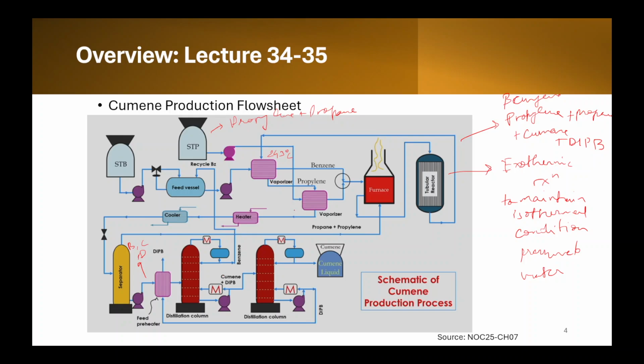So you get around 98.1% benzene from here, and the rest is then sent to the cumene column. The rest will basically be cumene and DIPB. This is the cumene column, another distillation column. From here you get around 99.9% cumene in the top product, and the bottom product is DIPB, which is then used to preheat this mixture going into the benzene column. That is how you get the cumene production.